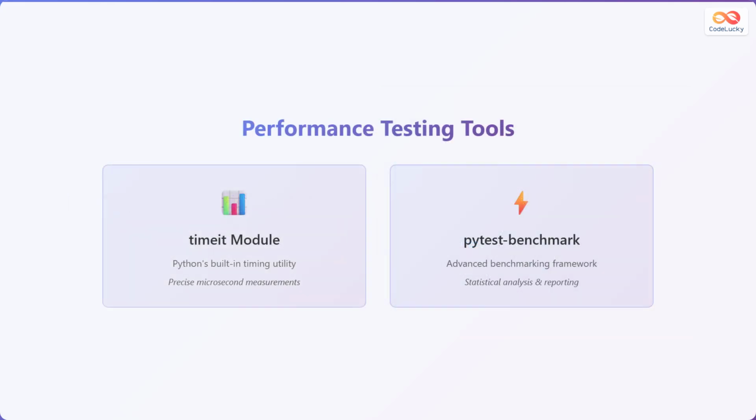Let's explore some tools available for performance testing. The first one is the timeit module. This is Python's built-in timing utility. It provides precise microsecond measurements, which are essential for accurate benchmarking. Another great tool is pytest-benchmark. This is an advanced benchmarking framework. It offers statistical analysis and reporting, giving you a more comprehensive view of your regular expression performance.